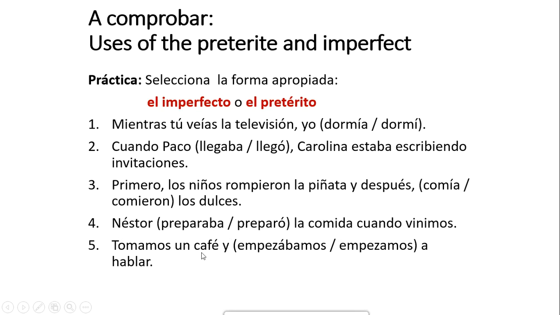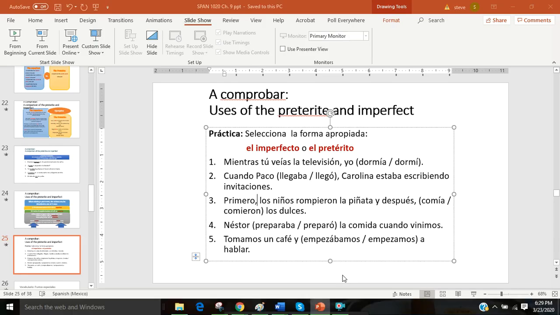The interrupting action there. Tomamos un café y empezamos a hablar. So we drank coffee and then we began to speak. Okay, so we have two completed past actions. And when we talk about beginning to speak, the emphasis there is on the beginning of an action.